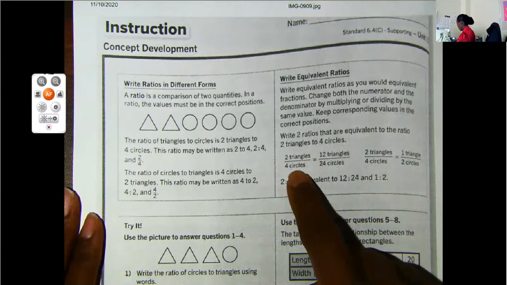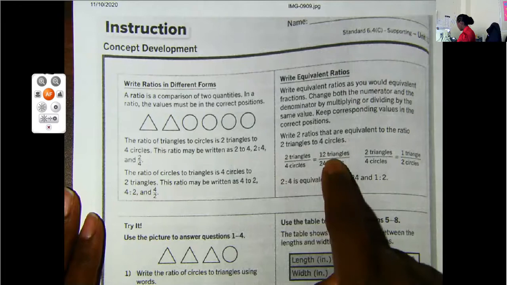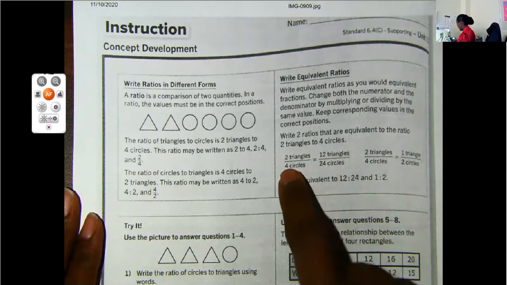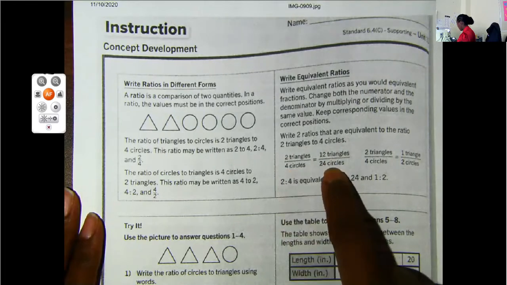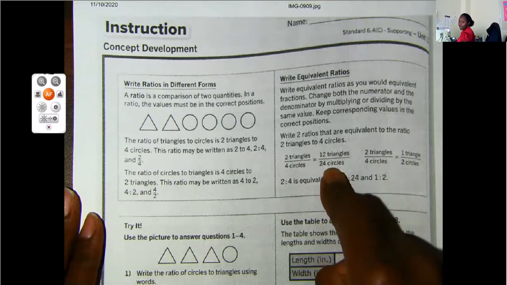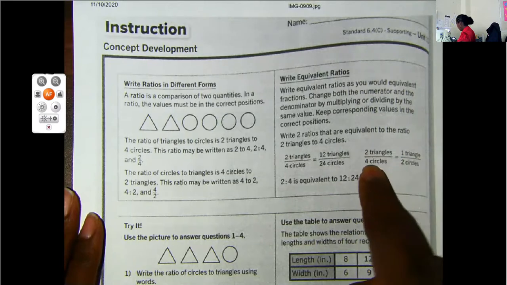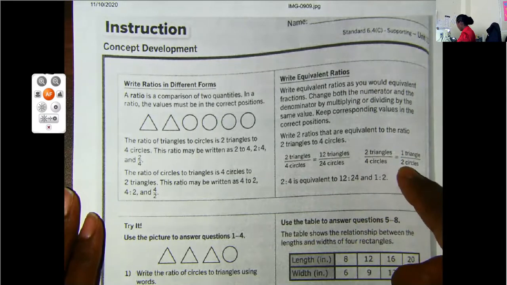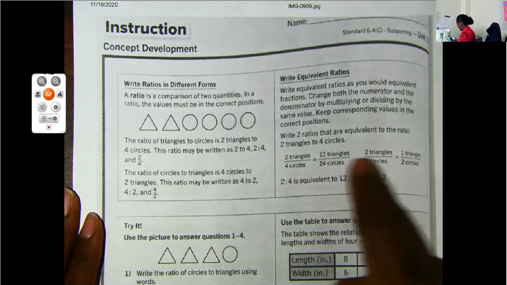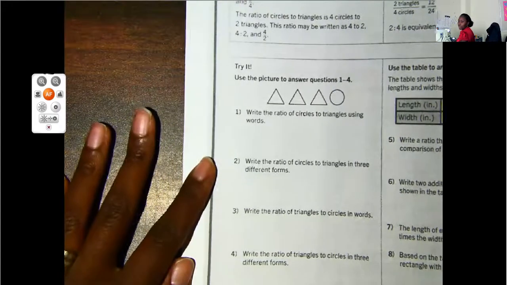So if I wrote an equivalent, I would say 2 times 6 gives me 12. So 4 times 6 gives me 24. On the reverse of that, I can simplify it. 2 over 4, if I divide by 2 on the top, gives me 1. If I divide by 2 on the bottom, it gives me 2. So I have 2 equivalent ratios. So let's try these 4 right here to make sure we understand. Use the picture to answer questions 1 through 4.